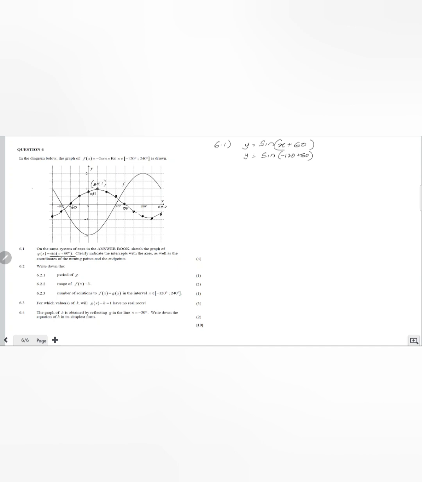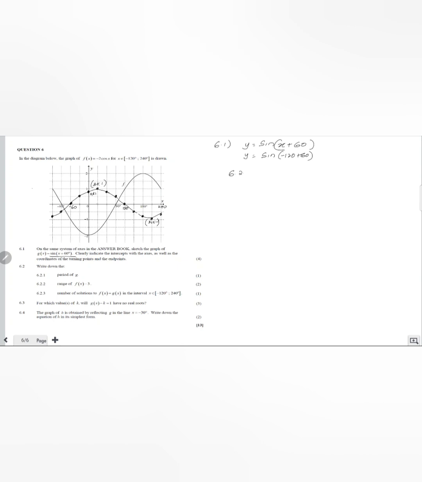X-intercept, y-intercept, and turning point, you have to show it. This turning point is going to be (210, minus 1). Yes, minus 1 point. Then, yes, that's it. So then you are eligible for getting how many marks? 4 marks. Now the rest of the questions we can do very fast.